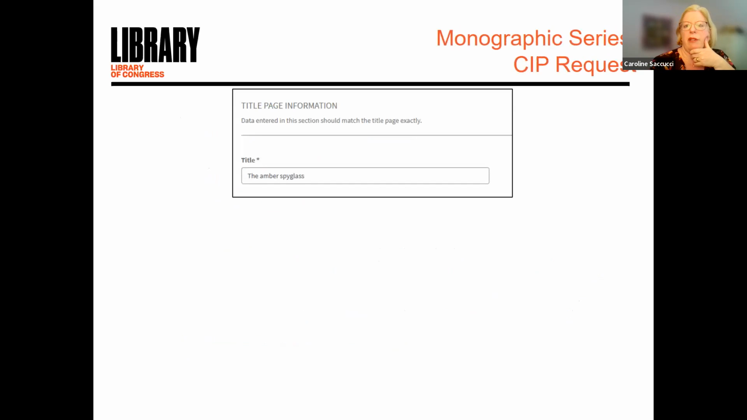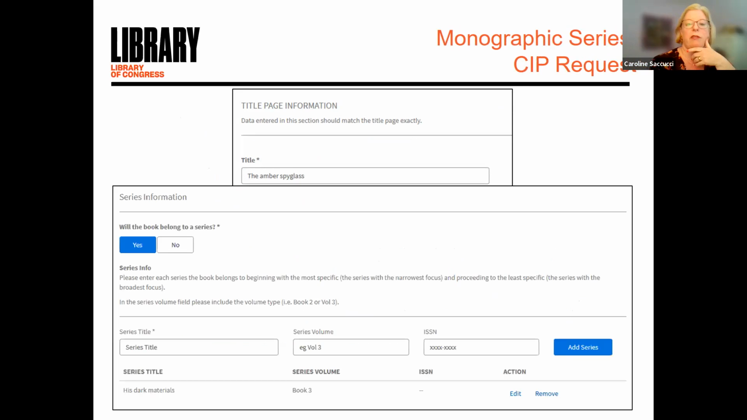And the way that this would have been something you could apply for in the CIP program would be, in the title information section, you would put in The Amber Spyglass. And in the series information, you would add the series title, His Dark Materials, and then you could add the series volume, book 3. There's no ISSN for this particular series.